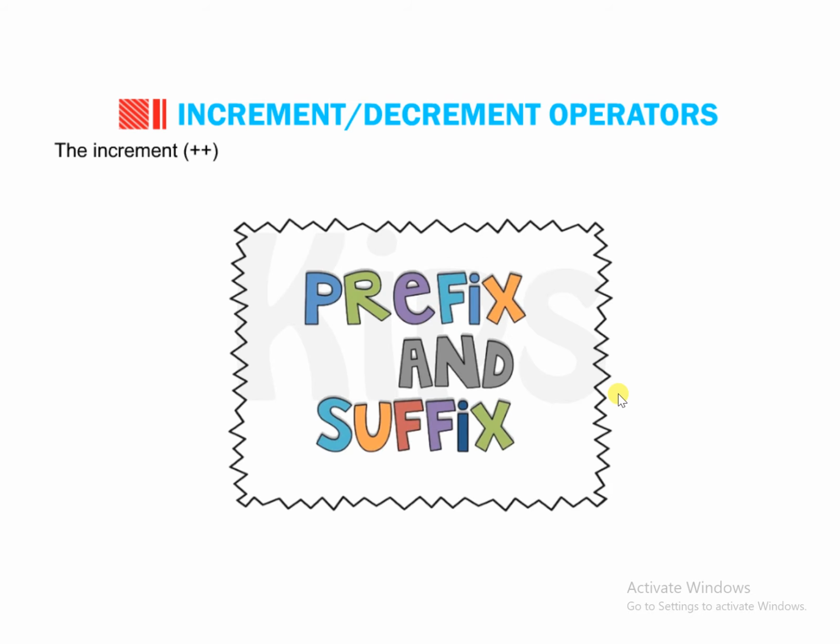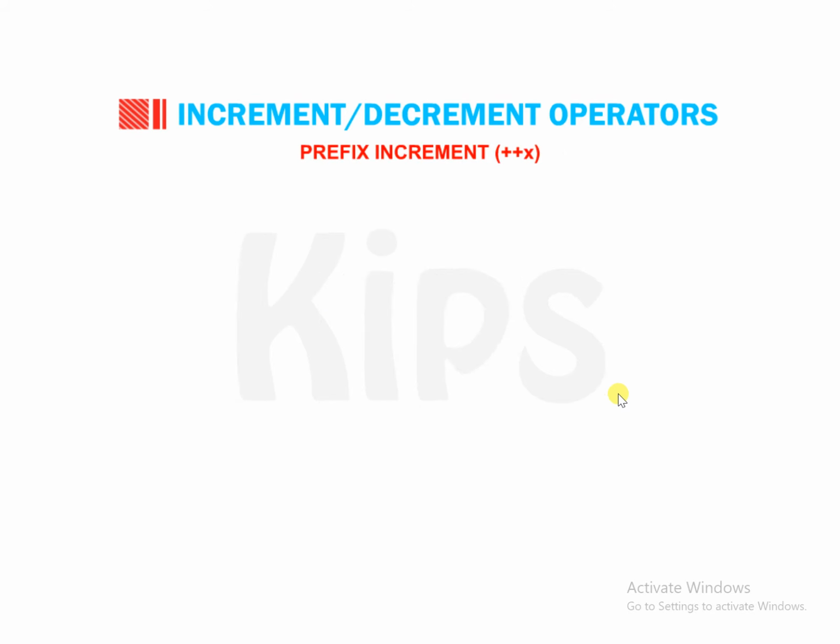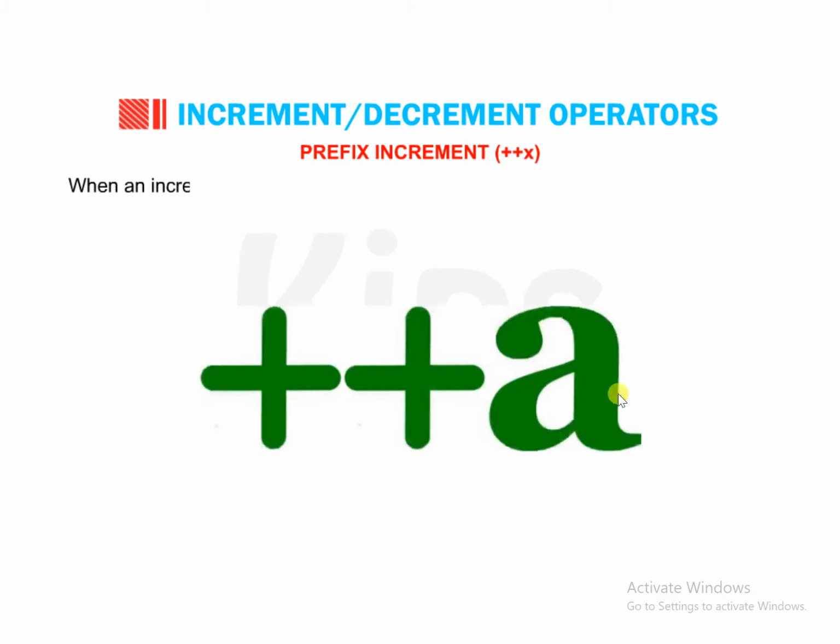The increment, ++, and decrement, --, operators can be used both as prefix and as a suffix. We can use these operators in the following manner. Prefix increment: ++x. When an increment operator precedes its operand, it is known as prefix increment. It increases the value of operand by 1 and then evaluates the expression.